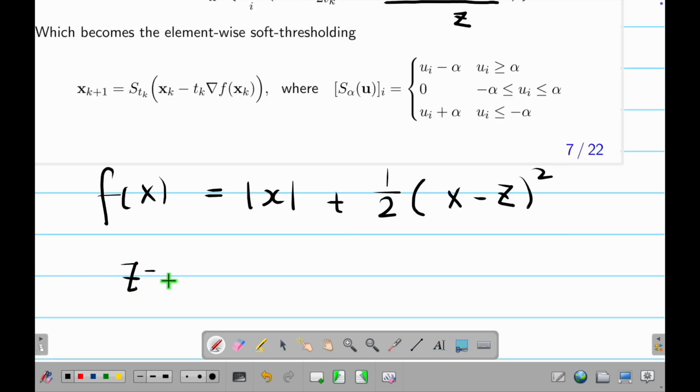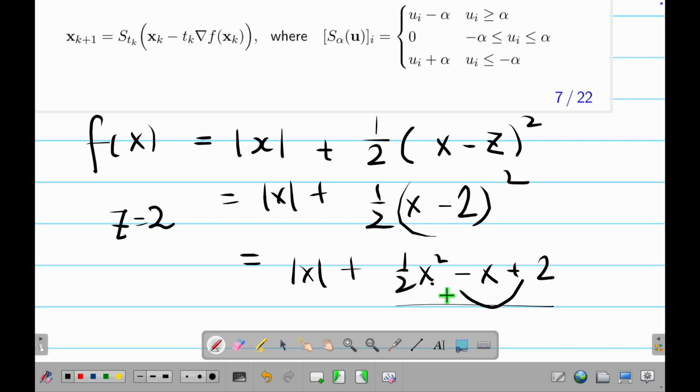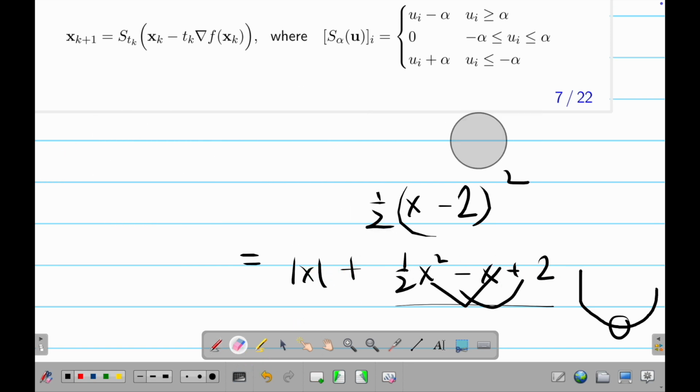Let's say z is 2, okay? Then you have expanded. This is a quadratic. This is an absolute value. So you add them up. So you will have something that looks like this. Okay? You can find the minimizer of this thing. How? You split cases. If x is larger than 0, you have an expression. If x is smaller than 0, you have another expression. Then you have 2 cases. And then you combine the cases. So that's the idea.